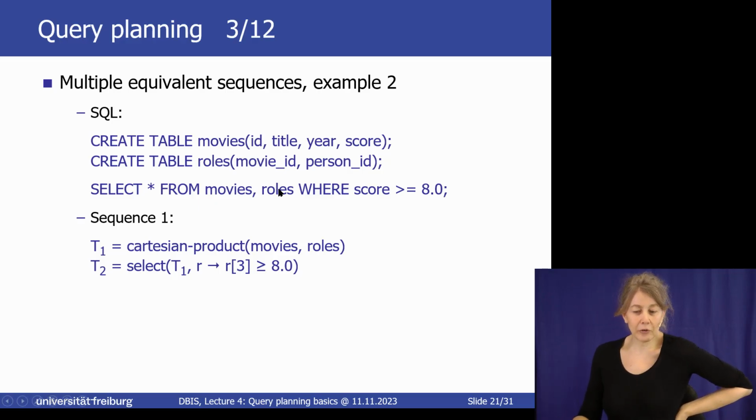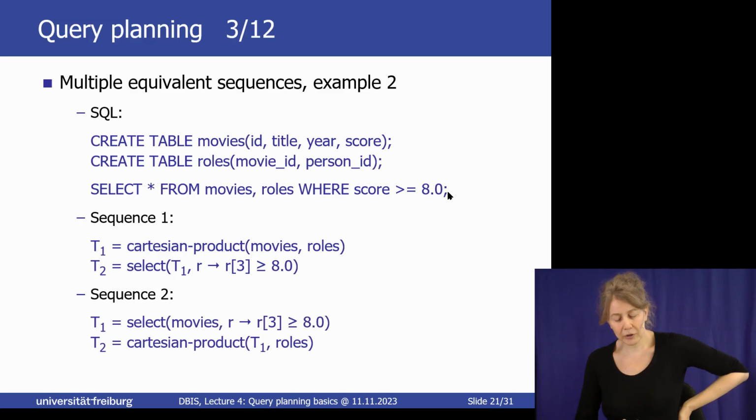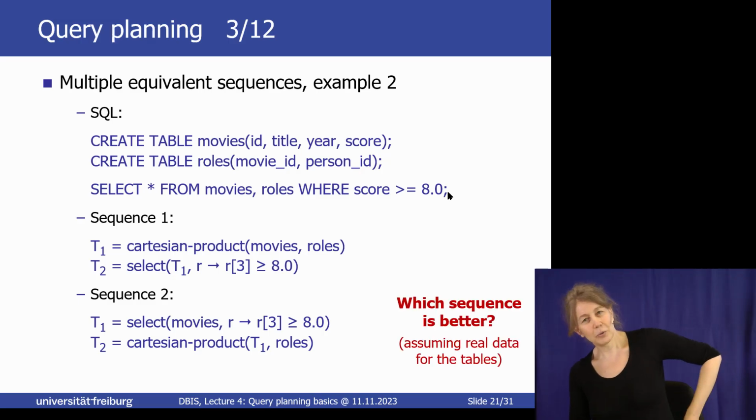So I have a cross product here. I'm asking for star. So again, I have to compute it. So I first do the Cartesian product, and then I select those rows where the score is actually greater than or equal to 8.0, or I do it the other way around. First I select those movies, and then do the Cartesian product. Which one is better? Yes?